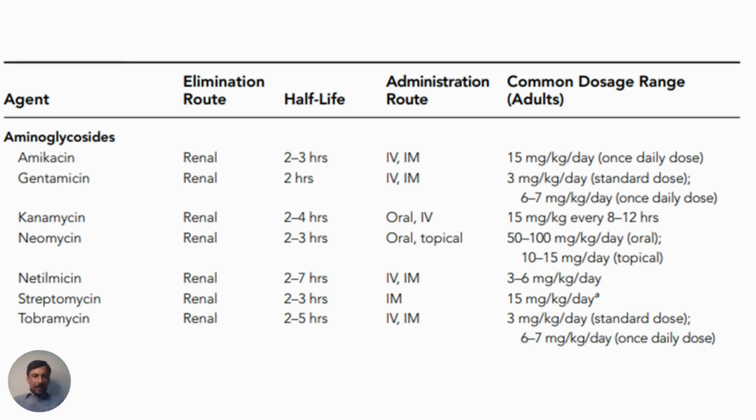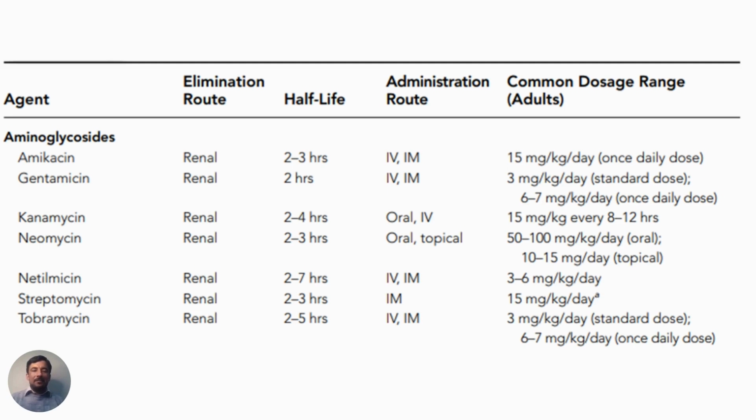Similarly, netilmicin is also eliminated renally, and the half-life of this drug is 2 to 7 hours. IV or IM is the administration route, and the common dosage range is 3 to 6 milligram per kg per day. Okay, for streptomycin, the elimination route is renal, the half-life is 2 to 3 hours, the administration route is IM, and the dose is 15 milligram per kg per day.